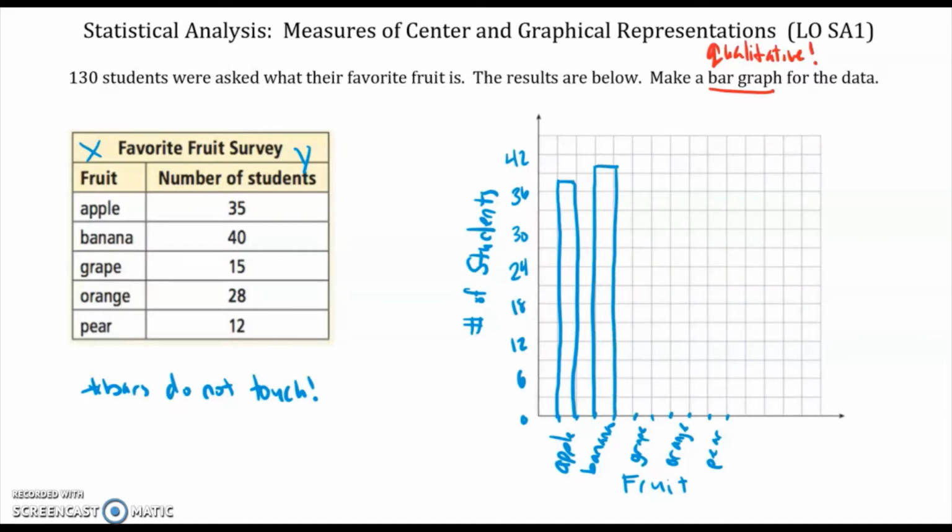And there you go. So then you can go ahead and fill in the rest of these bars. So if you want to try that yourself, go ahead and pause while I finish this off, and I'll be right back. And there we go. So there's a bar graph.